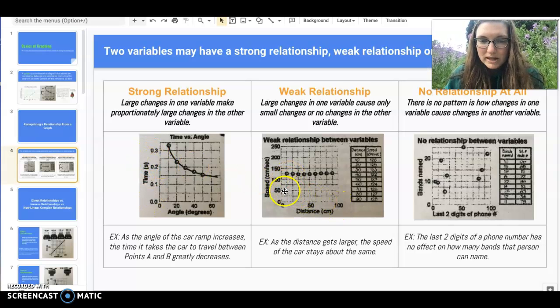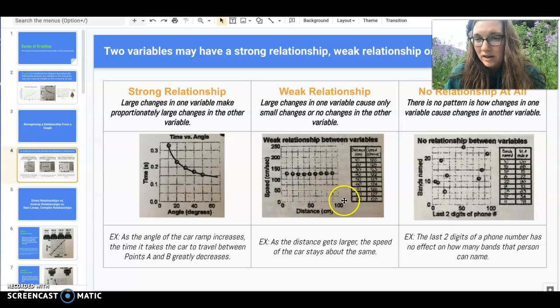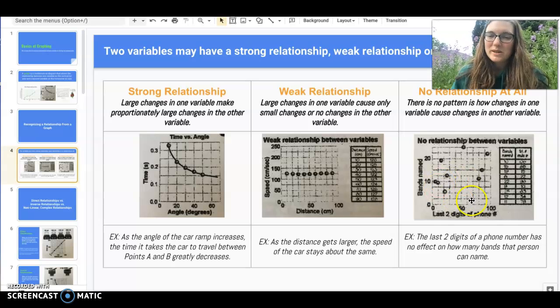A weak relationship is where the variable just doesn't affect the other very much. There's definitely a pattern here. This thing is basically hanging out at about 125 to 150 centimeters per second, but it doesn't look like the distance is really affecting that at all. So this is a weak relationship. And then no relationship at all is where the data are just scattered around. The last few digits of a phone number have nothing to do with the band's name, right? So no relationship there.